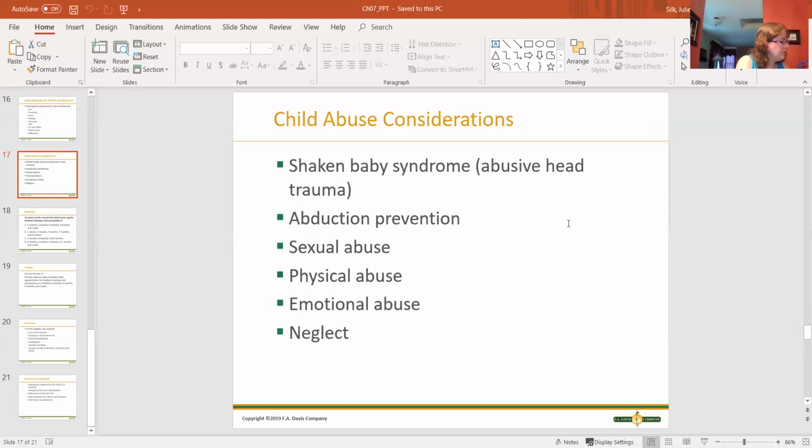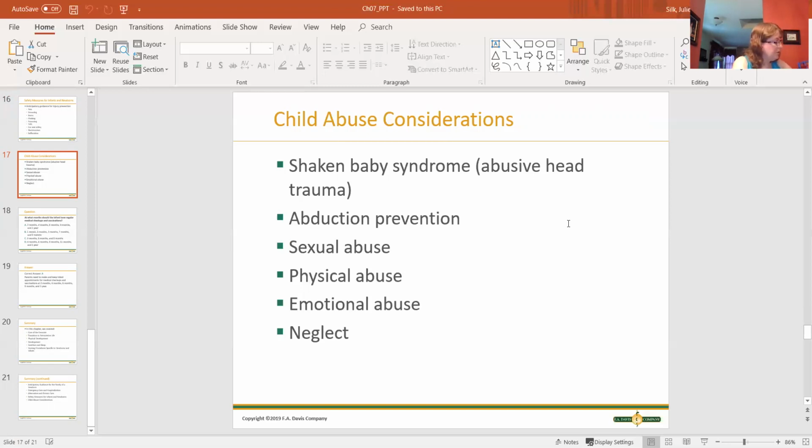With sexual abuse, warning signs of sexual abuse in infants would be stained or bloody diapers, genital or rectal pain, swelling, redness, or discharge, bruises or other injuries in the genital or rectal area, excessive crying, withdrawing from others, failure to thrive.